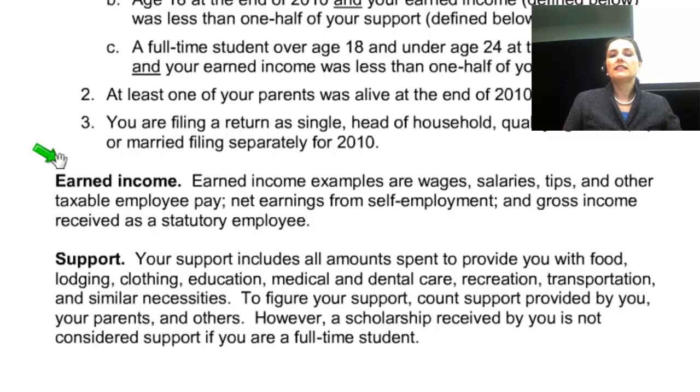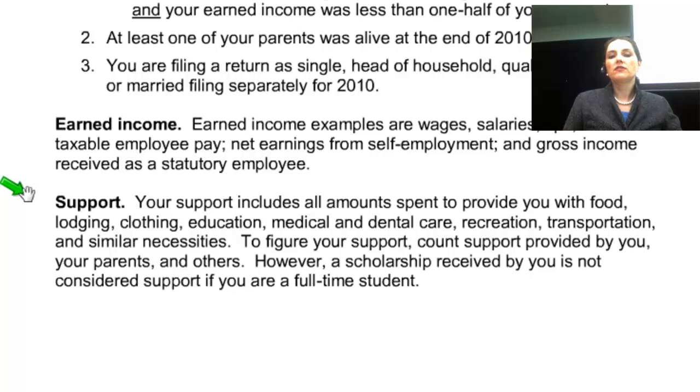If you are under age 18 at the end of the year, you cannot claim the refundable part of the American Opportunity Credit. But even if you are age 18, if you had earned income that paid less than half of your support, or you had no earned income at all, then you cannot claim the refundable portion of the credit if either of your parents are alive.